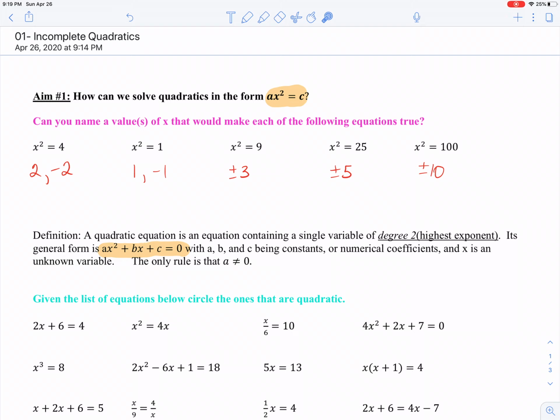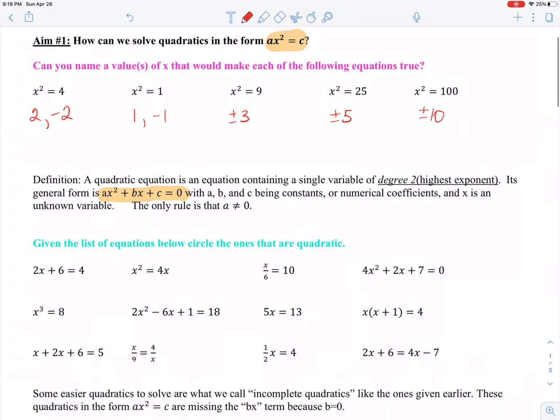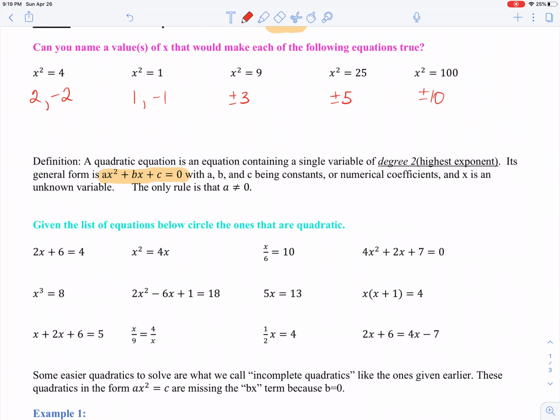Given the list of equations below, circle the ones that are quadratic. So let's look through them. The first option here, we have the x, but it's not squared. So this is actually a linear equation. The next one has x squared, so I'm going to circle it. The next one has an x and a fraction, so maybe we want to get rid of the fraction to see what it would look like. I could put 10 over 1 and cross multiply. It would give me x is equal to 60. No x squared in this equation.